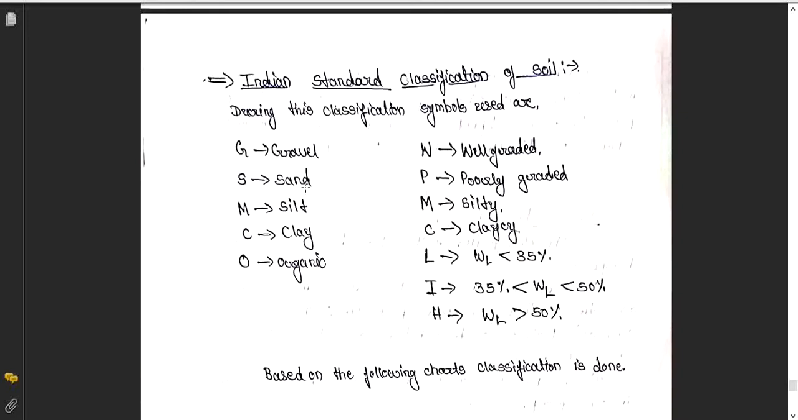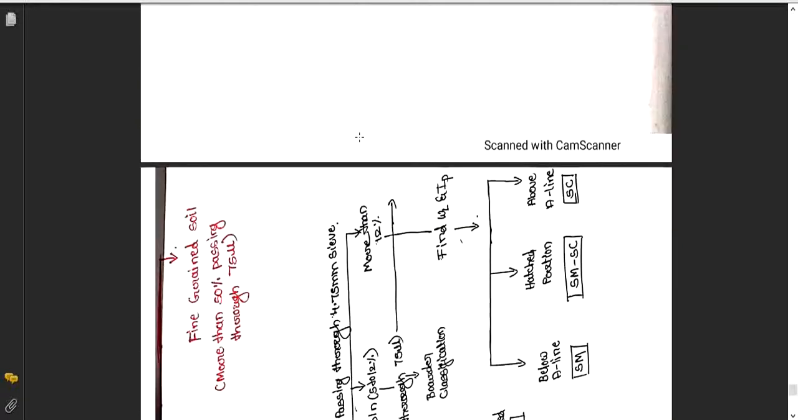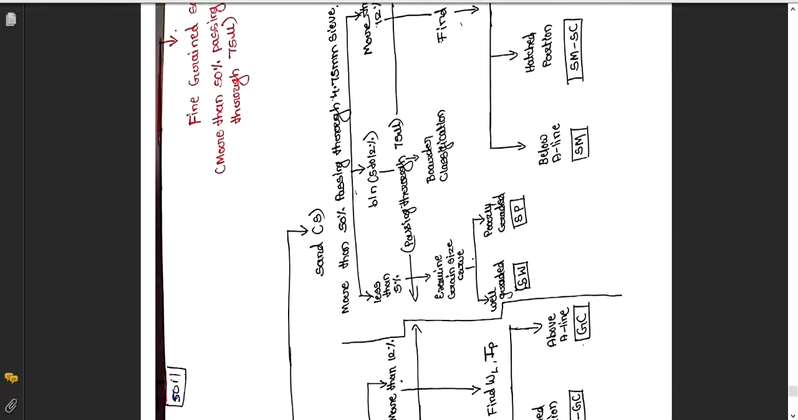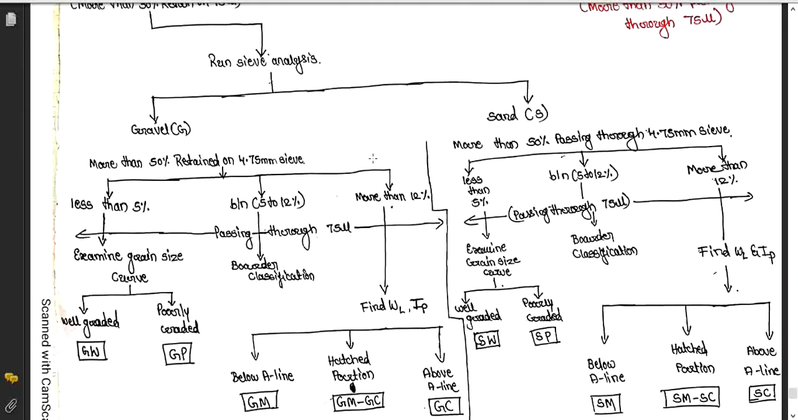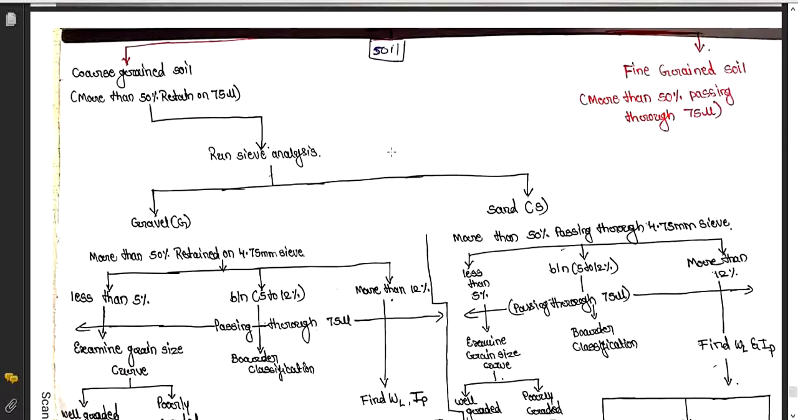Remember, you can refer to many of the textbooks. In them the classification is given in a descriptive manner, so you might get a little confused in that case, but I tried to draw the tree diagram based on the explanation which I have gone through in various textbooks. So you can see this tree diagram. We'll just rotate it. Okay, I hope you are able to see it.